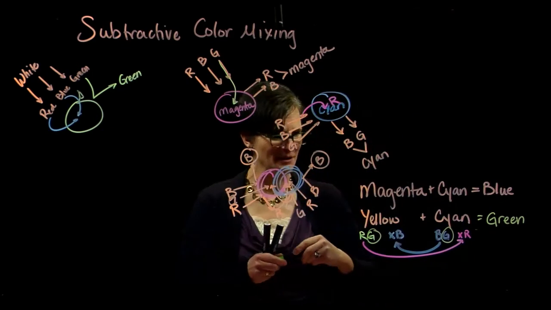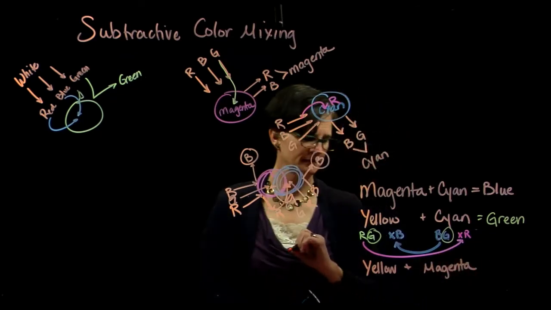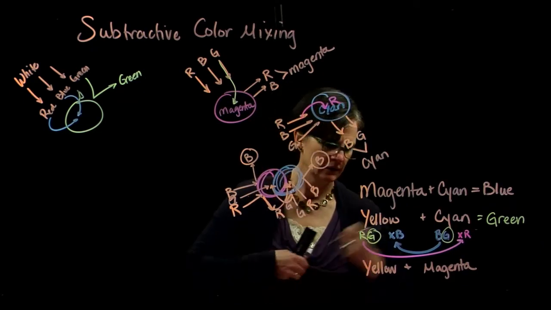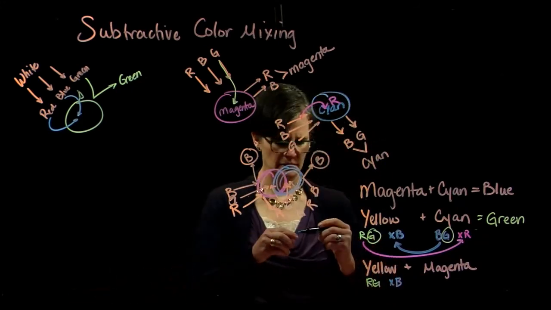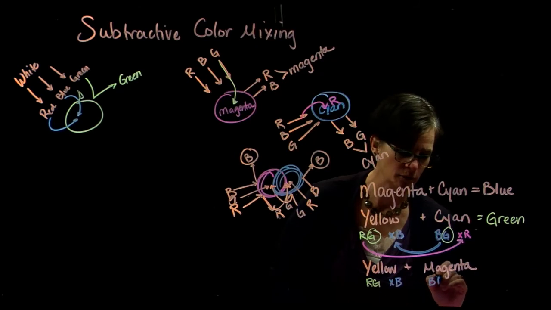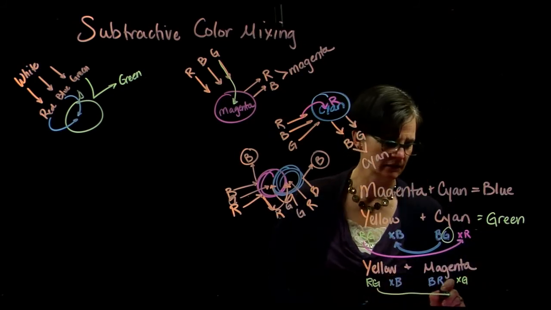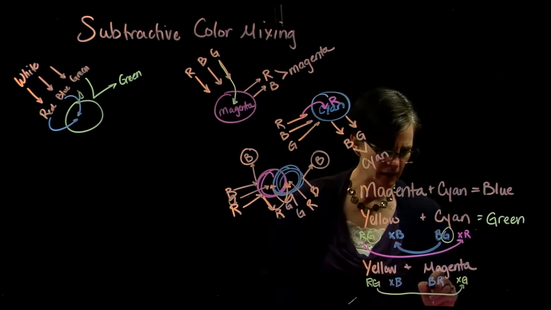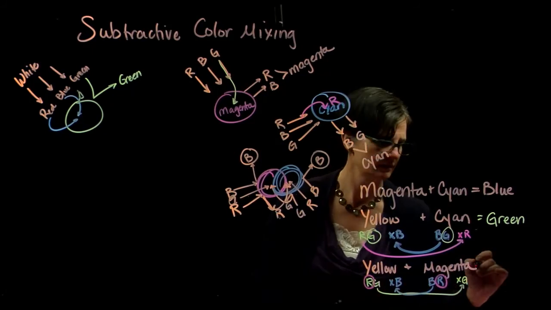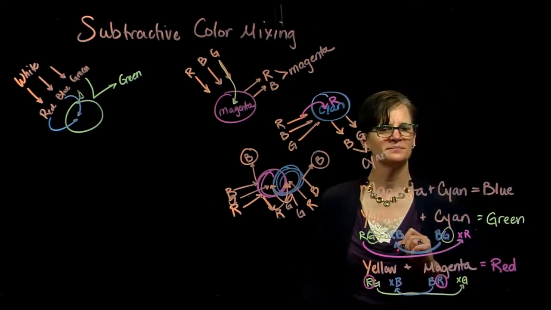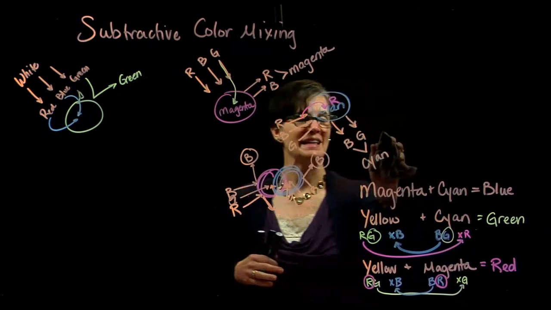All right, so let's round it out. What if we do yellow and magenta? Yellow, as we set up here, is going to reflect red and green, but it's going to take away blue. Magenta is going to reflect blue and red, but it's going to take away green. So my green is taken away by my magenta, and my blue is taken away by my yellow. And I'm left with the red.